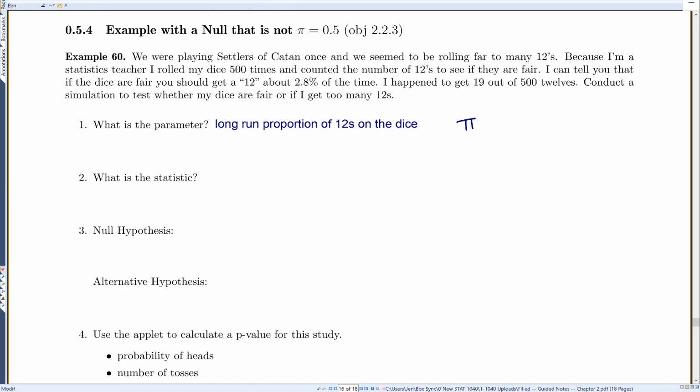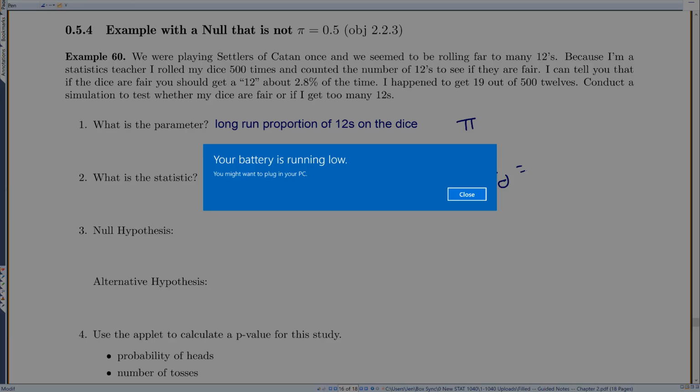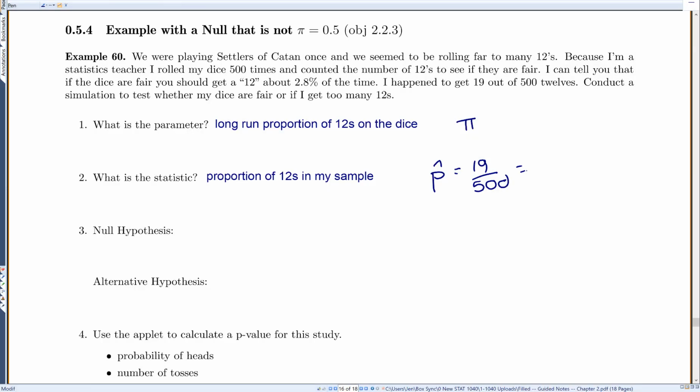What is the statistic? It's my proportion of 12s in my sample. And specifically, what is it for this sample? We'll call it p hat, and I got 19 out of 500, which is 0.038.